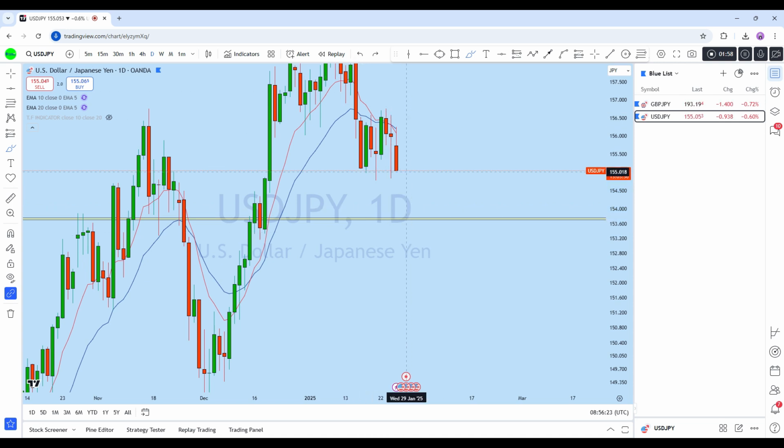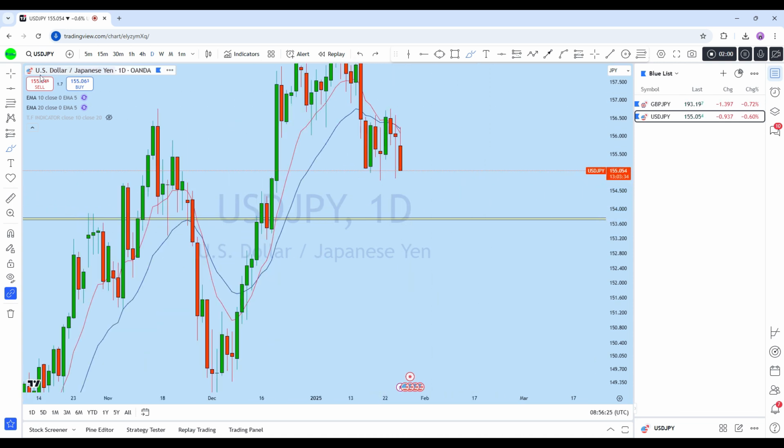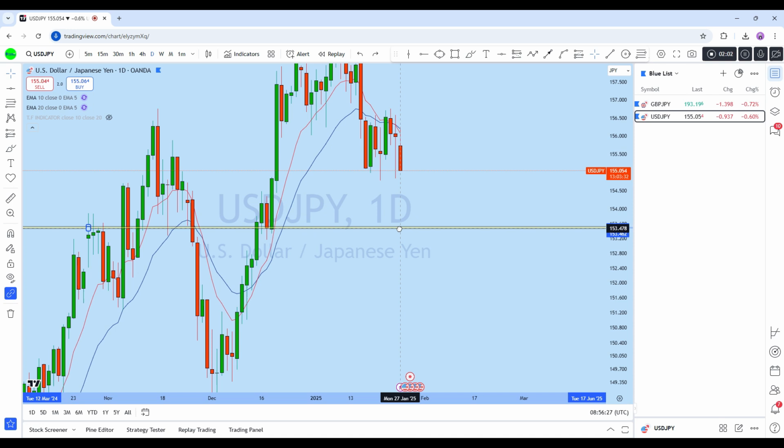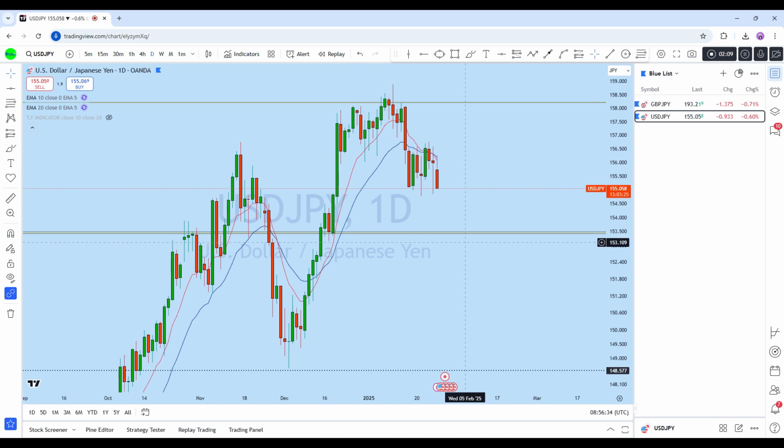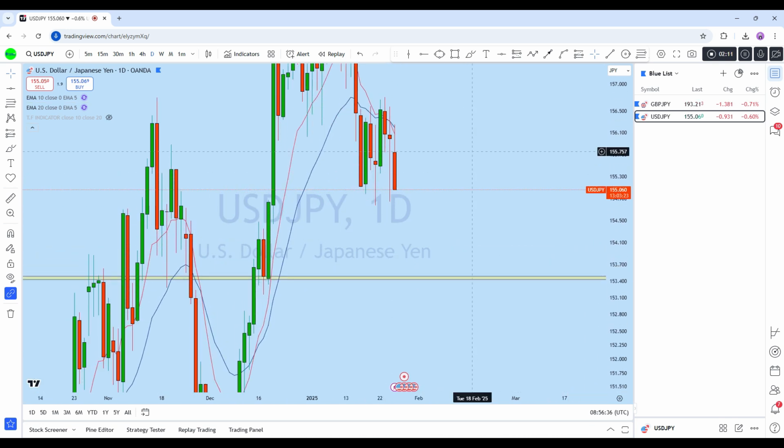As we can see the price breaking from that structure, we could see dollar yen coming back to that support level where there is high liquidity, expecting this market to continue to drop to the downside to create a new lower low.